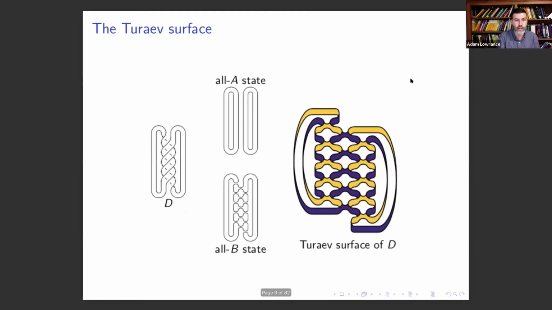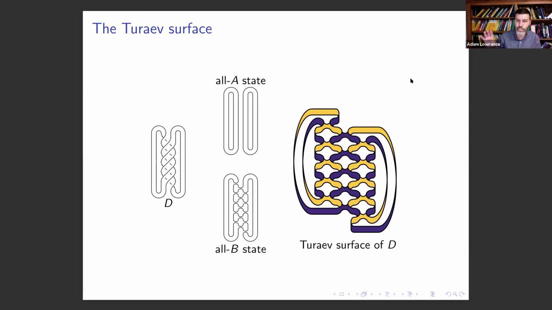And you piece that all together, and it might look like something like this. So I think it's some 4-strand torus knot. I forget which one. It might be 4-6 or 4-7 or something. On the left, you have the all A state in the middle of the top and the all B state on the bottom. And then you glue together these saddles in the way that you have on the right. And that's almost the Turaev surface.